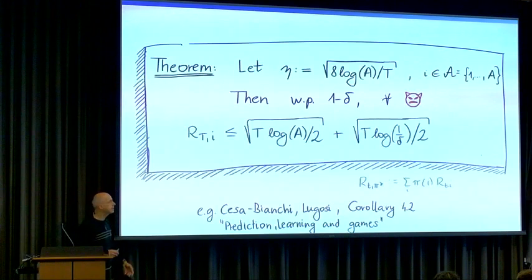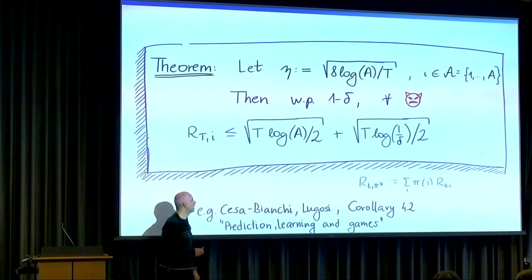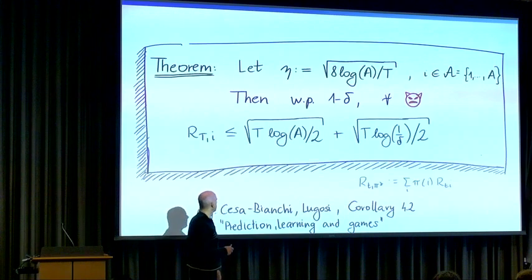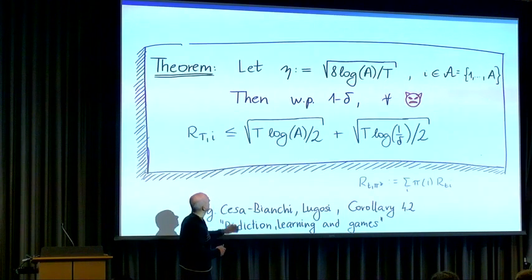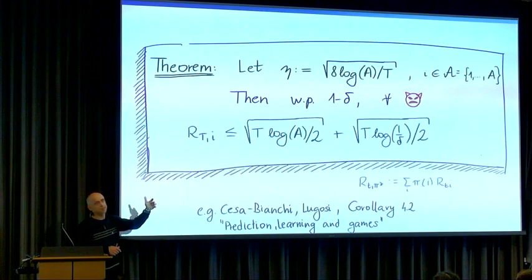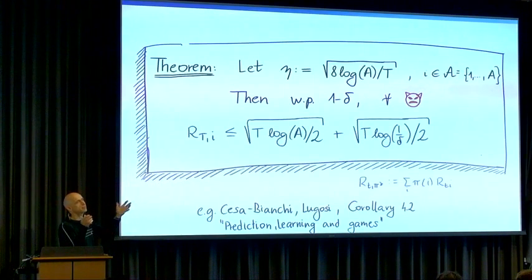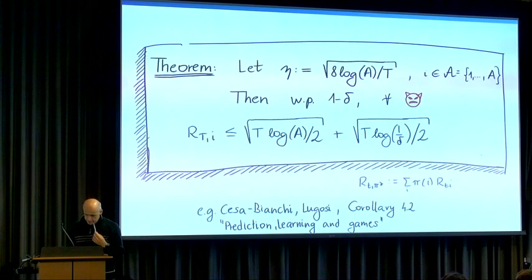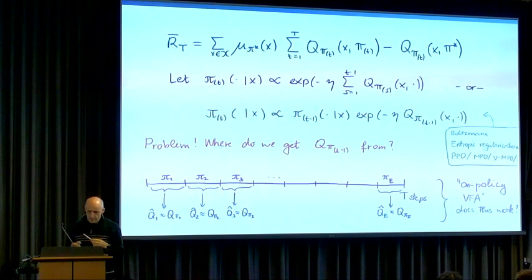And you can get results like the following, which is taken from the book of Nicolo and Gabor. So this says that if you're properly tuning this exponential weighted forecaster, which in reinforcement learning we would call the Boltzmann exploration policy, then you can control the regret in the sense that the regret is going to be sublinear. So the average regret per time step is decreasing with time. So that's great. So you can get the square root T regret no matter what the adversary is. So how can we use this?